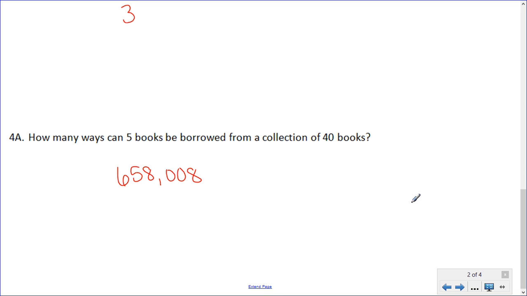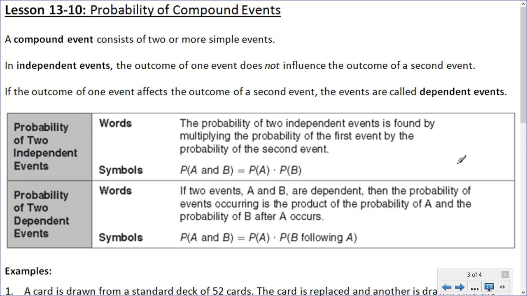Okay, so now let's move on to section 13.10, which is probability of compound events. So a compound event consists of two or more simple events, and we defined simple events in lesson 13.6. In independent events, the outcome of one event does not influence the outcome of a second event. So an example there would be if two spinners are spun, or if two dice are rolled. What you get on one has no effect on what you get on the other one.